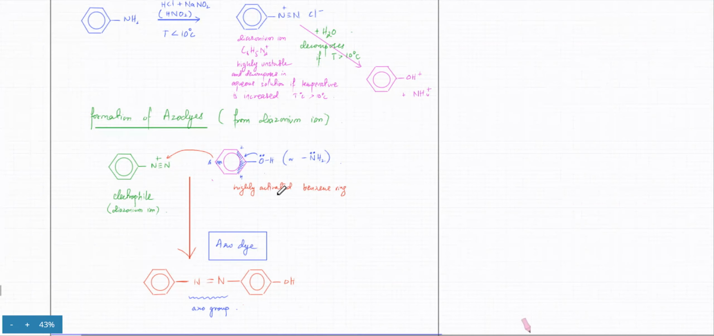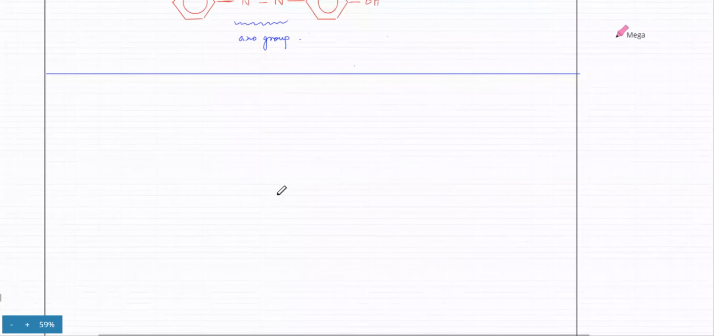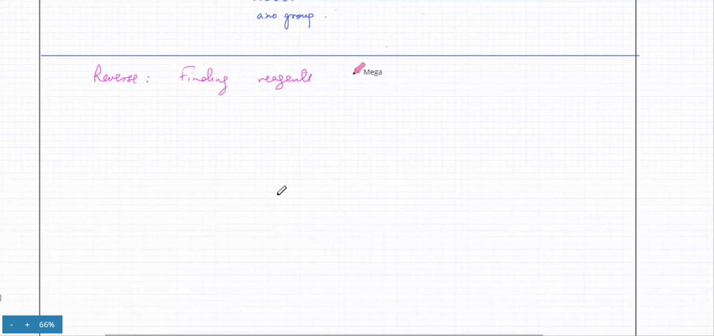The difficult part is that you might be given the azo dye and asked to figure out how to make it, for example, which reactants, what are the reagents used. So the reverse is actually a bit difficult. It's not that difficult, you just have to keep one thing in mind: finding reagents for making a particular azo dye.